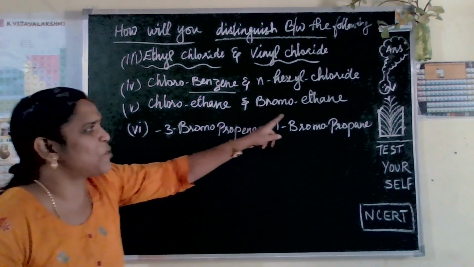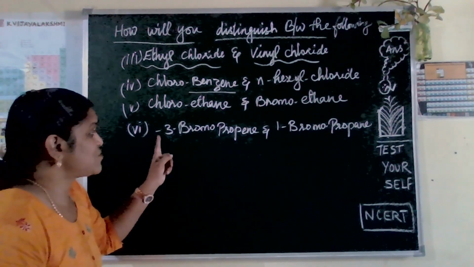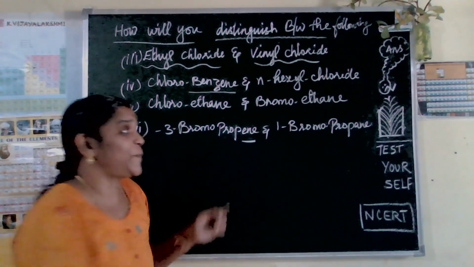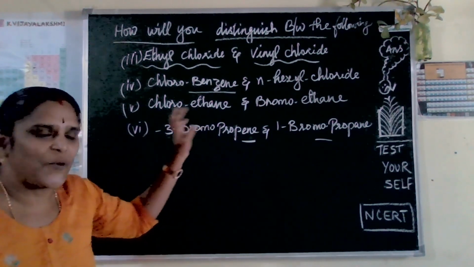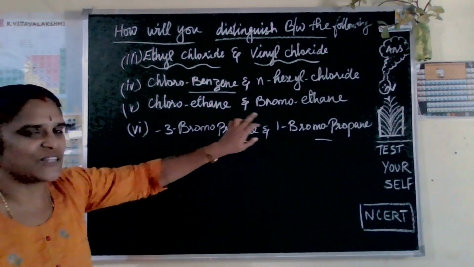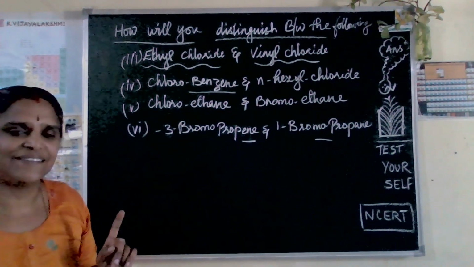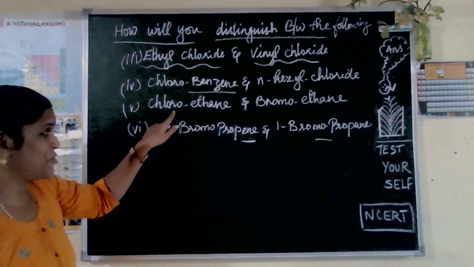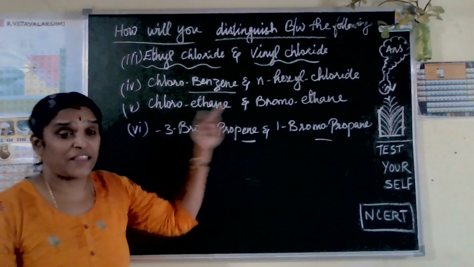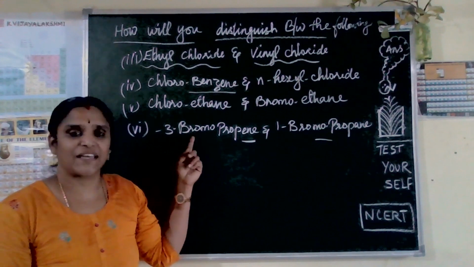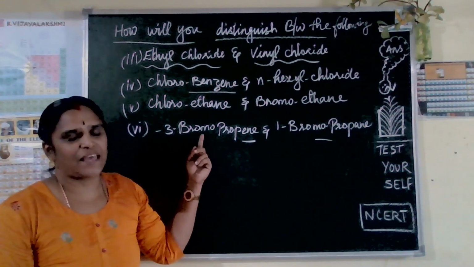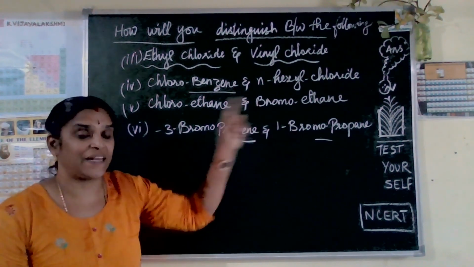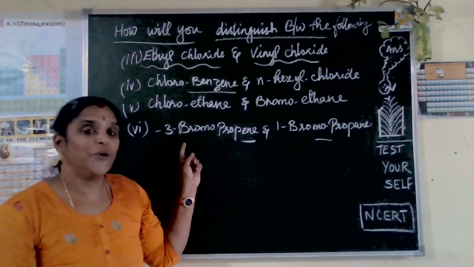Then chloroethane and bromoethane. Next, 3-bromopropene and 1-bromopropane. I just mentioned this in a clue. One more point: chloroethane, when hydrolyzed with KOH, gives a white precipitate, whereas bromoethane gives a yellow precipitate. Please remember and try to solve all these questions.